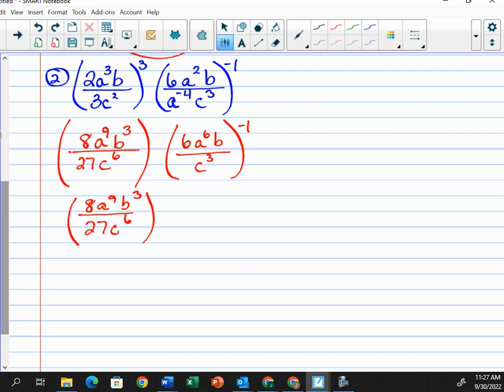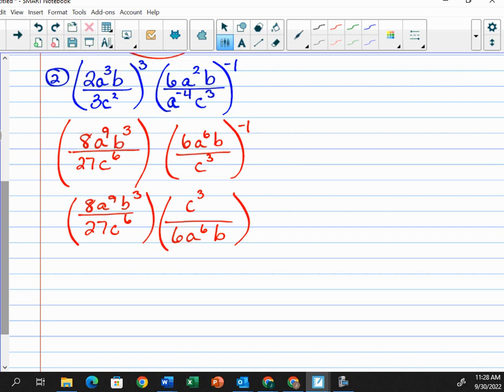The second parenthesis, guys, that entire thing is raised to the negative 1. What does that mean? It just flips, right? Don't do each individual term. Don't say, okay, let me write 6 to the negative 1 and now I'm moving the 6. Everything is flipping, okay? So I've got c cubed up here, and 6, a to the 6th, b in the denominator. All we have to do is simplify from there.